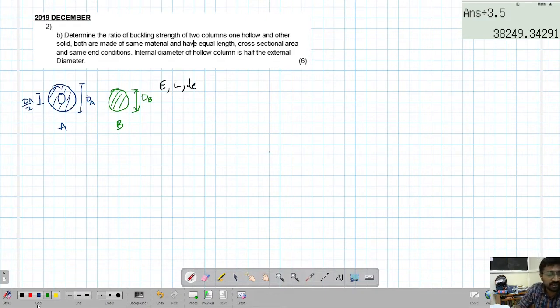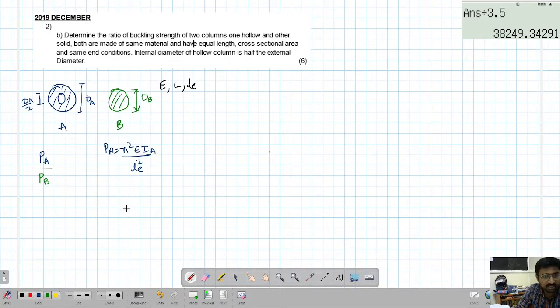Now they want us to find the ratio of PA to PB. This is what they want us to find. Now what is PA, what is PB? We can directly write. PA is given by pi square EI upon LE square. E is the same for both the columns, so I am using E. LE is also the same for both columns, so I am using LE here. This I is the I for column A.